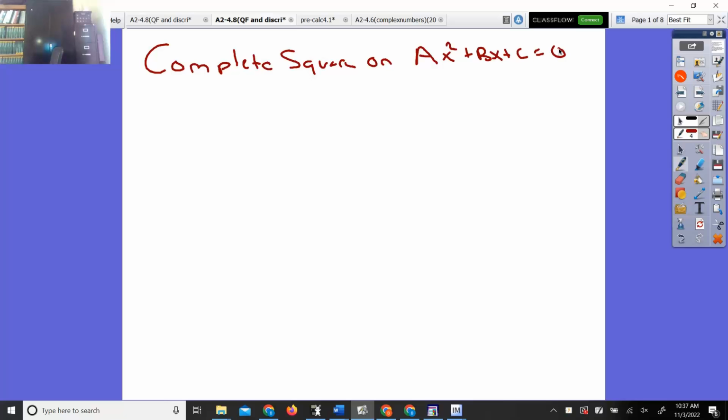The quadratic formula was made up entirely because they discovered kids couldn't complete the square very well. So, something else comes, right? Called the quadratic formula.